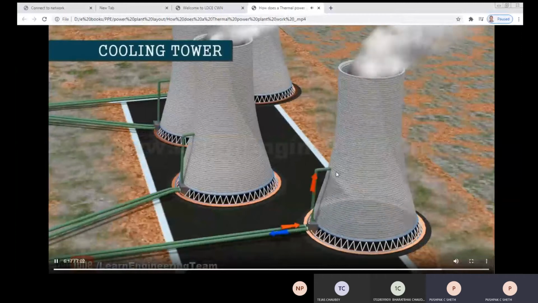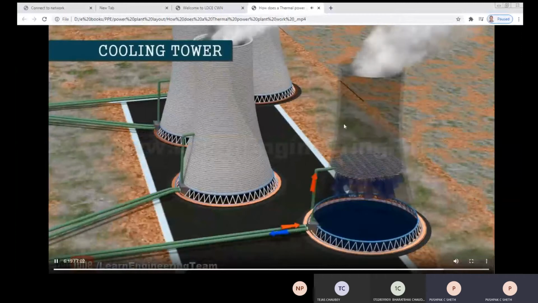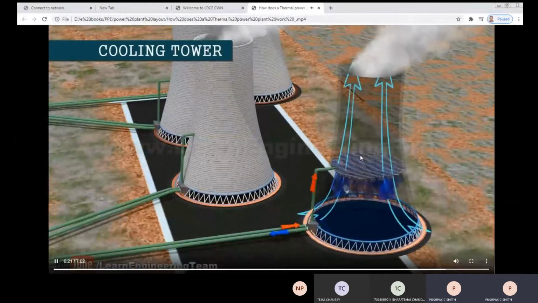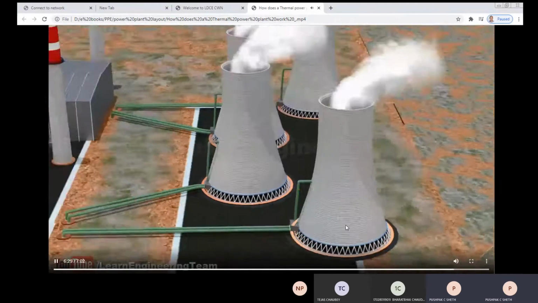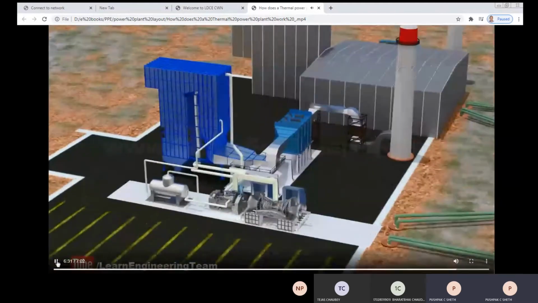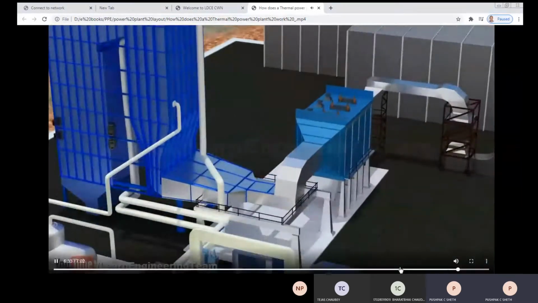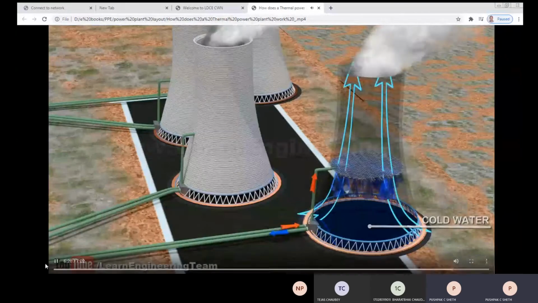You can see these large cooling towers. This is a natural cooling tower. Here you can see the baffles are there, and the spray will come out of this. Atomization of the water will take place, and the spray will come out, and from the bottom of those cooling towers, you can see this.